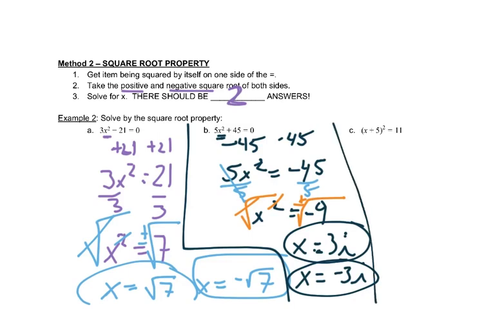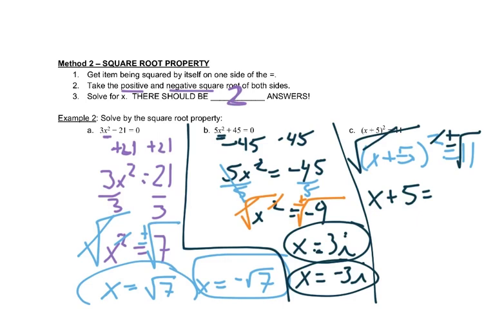Now in part C, it's a little bit different because the thing that's being squared in C is the part that's in parentheses. So it's already by itself on one side. So we start by taking the square root, and then the positive and negative square root. So we're left with x plus 5 equals the square root of 11. Or the other equation would be x plus 5 equals the negative square root of 11.